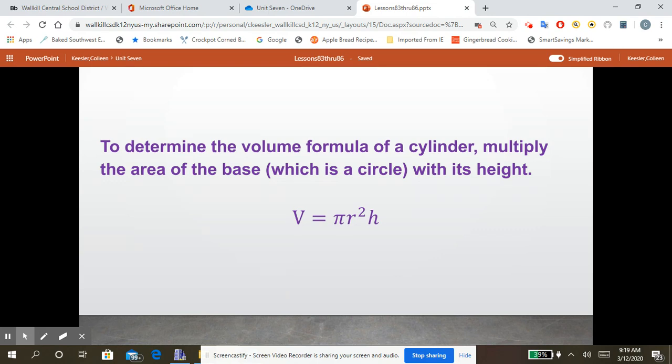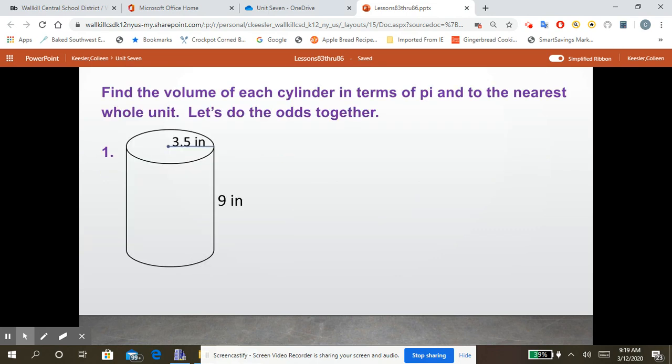So we're going to try finding the volume of a couple cylinders together. So here we have, find the volume of each cylinder in terms of pi and to the nearest whole unit. Let's do the odds together. All right, so volume, as shown in the last slide, is pi r squared h. We have to plug in our givens.